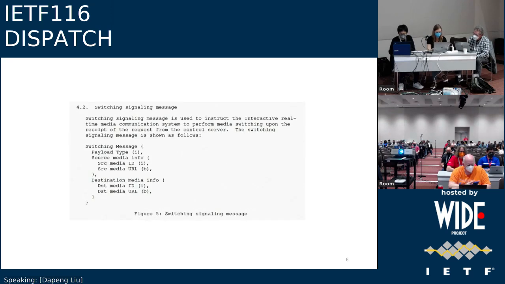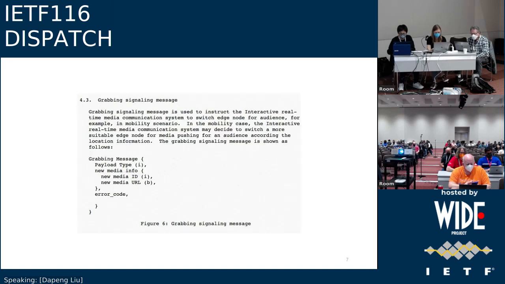The next one is the switching signaling message. This one is similar to the previous one, but it has a different message type, and it also has a source media information structure and a destination media information structure, which both have the media ID and the media URL. Okay, so we can move on to the next one.